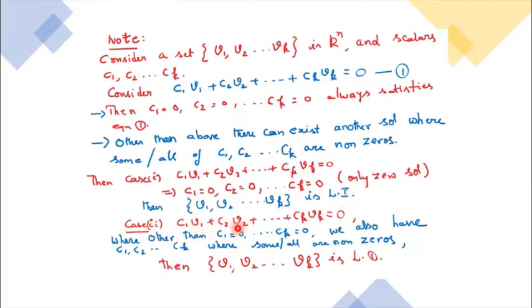Case 2, if this vector equation, other than the zero solution c1 = 0 and so on ck = 0, also has c1, c2 and so on ck where some or all are non-zeros. So if among these scalars there is not only the zero solution but some other solution where you have some zeros and some non-zeros, then you call this set of vectors linearly dependent. So basically you write this vector equation and solve it. If you get only the zero solution, then you say it is linearly independent. If you get even a non-zero solution, then you say it is linearly dependent.